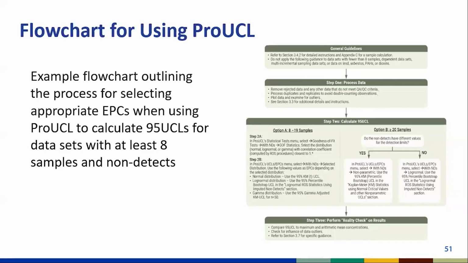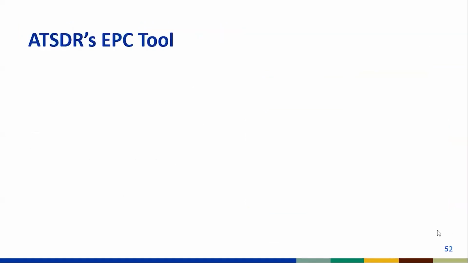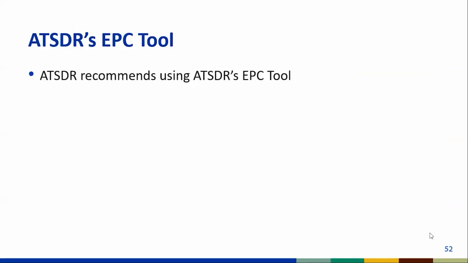While I won't go through each step in detail, I've included this figure here simply to give an example of the manual steps that would be required to calculate a 95 UCL using ProUCL or R for each unique combination of exposure unit and contaminant in your data set. Health assessors can now use ATSDR's EPC tool as an alternate approach. In fact, ATSDR recommends that health assessors do so.